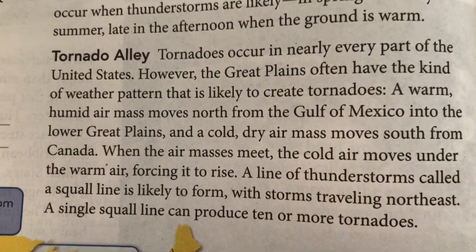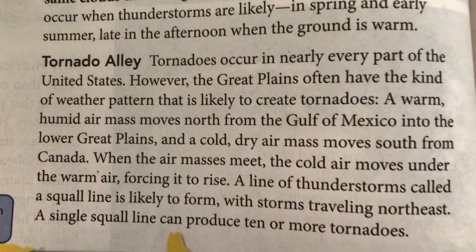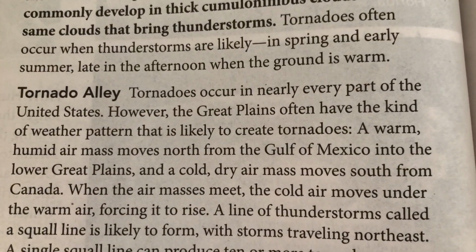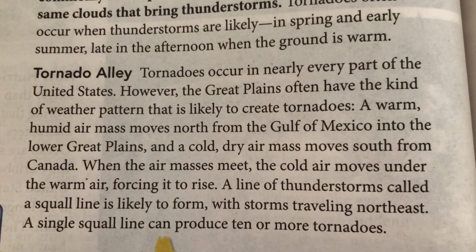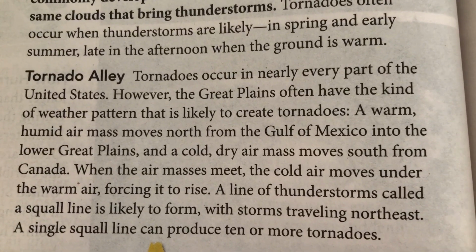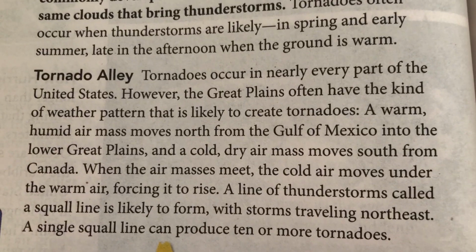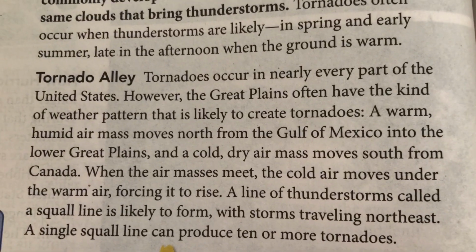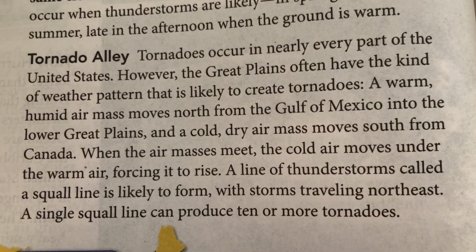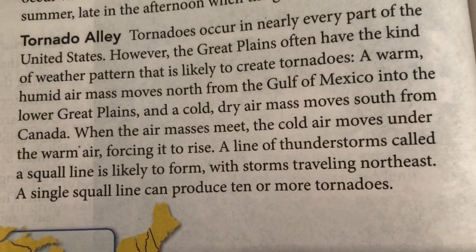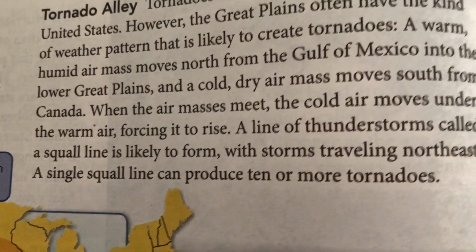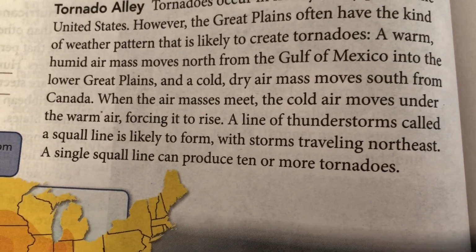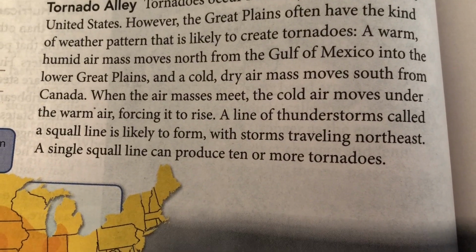Tornado alley. Tornadoes occur in nearly every part of the United States. However, the Great Plains often have the kind of weather patterns that are likely to create tornadoes. A warm, humid air mass moves north from the Gulf of Mexico into the lower Great Plains, and a cold, dry air mass moves south from Canada. When the air masses meet, the cold air moves under the warm air, forcing it to rise. A line of thunderstorms called a squall line is likely to form. When storms travel northeast, a single squall line can produce 10 or more tornadoes.